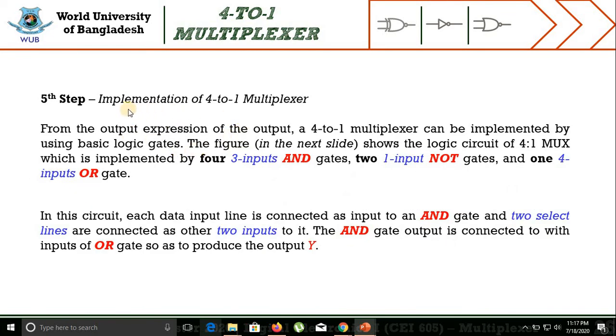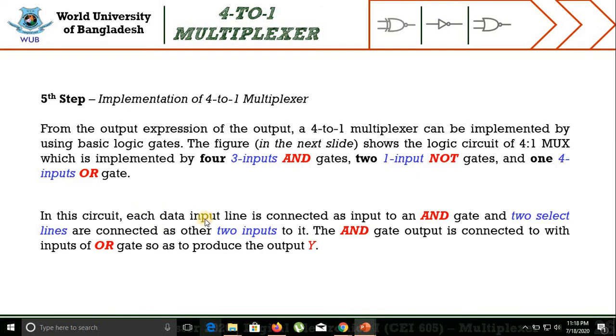Fifth step would be the implementation of the 4 to 1 multiplexer. From the output expression, a 4 to 1 multiplexer can be implemented by using basic logic gates. The figure, which is represented in the next slide, shows the logic circuit of the 4 to 1 mux, which is implemented by 4 3-input AND gates, 2 1-input NOT gates, and 1 4-input OR gate.